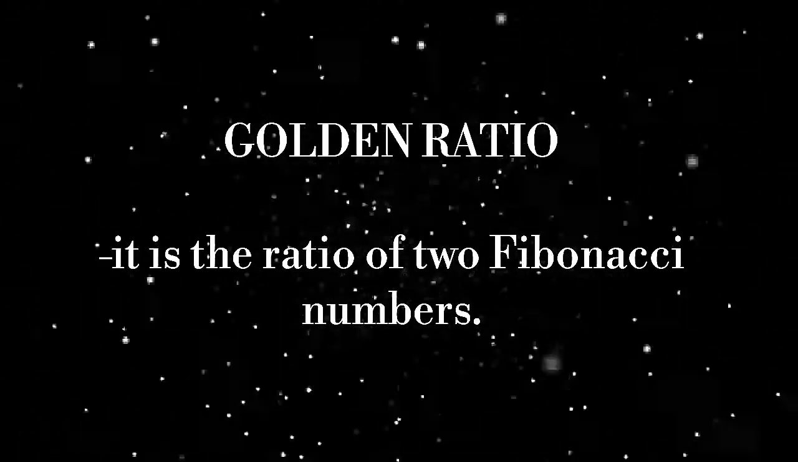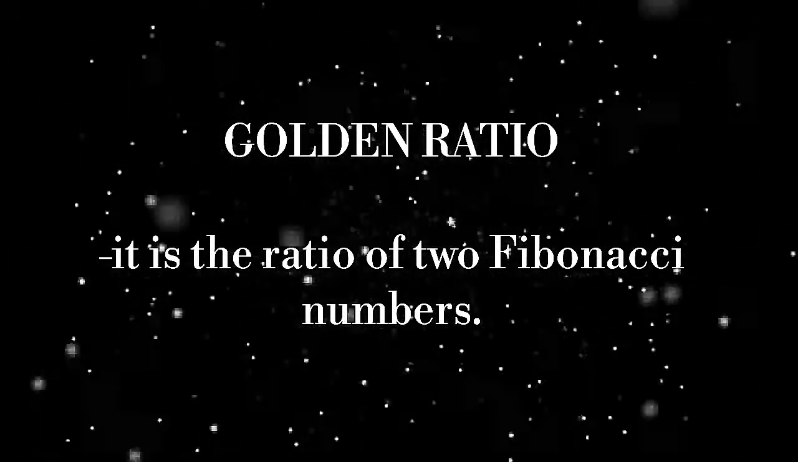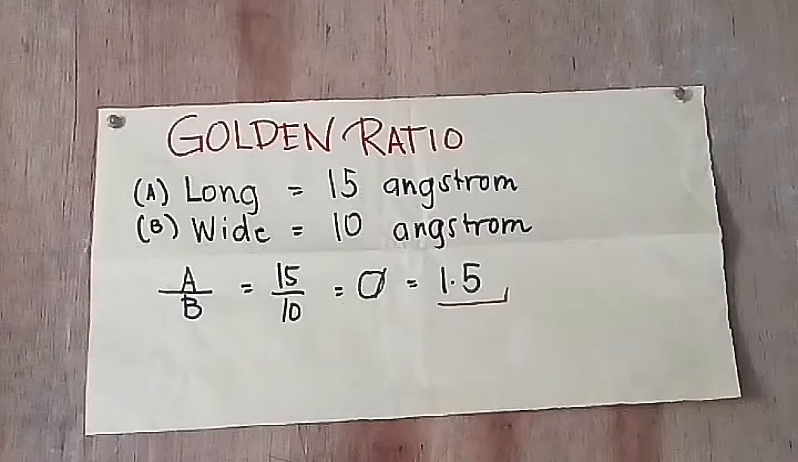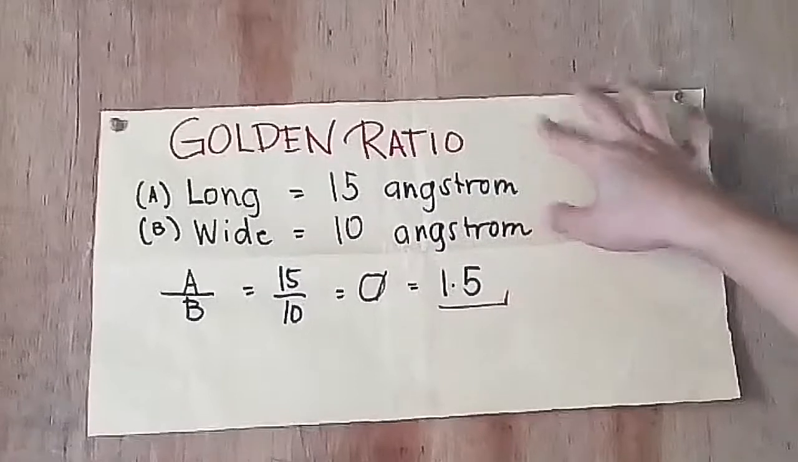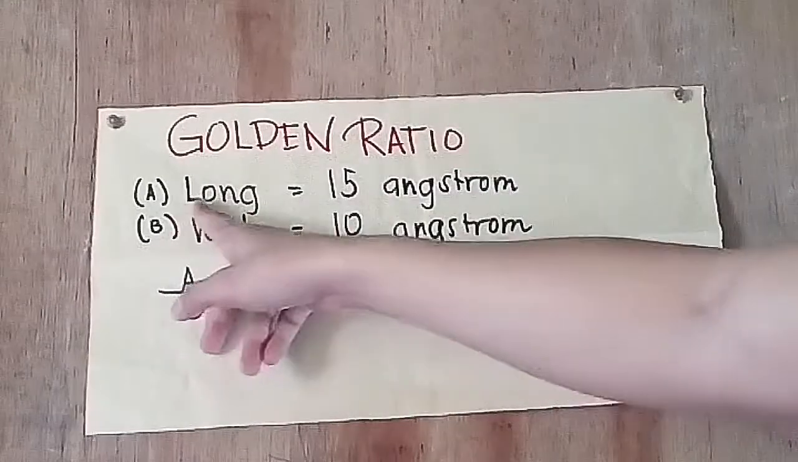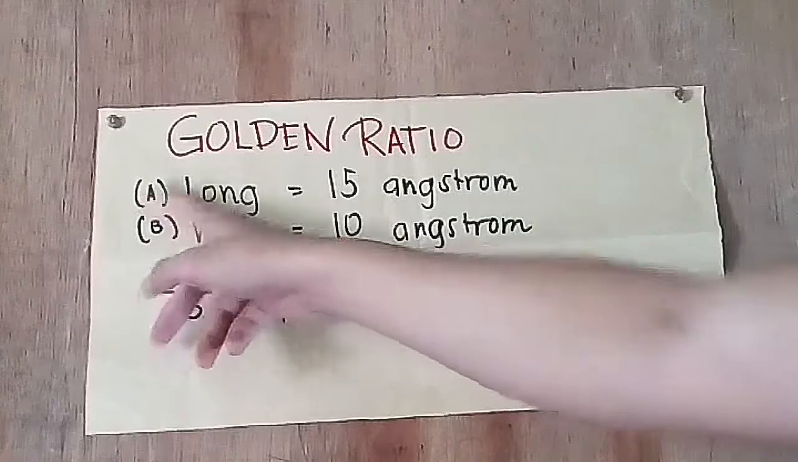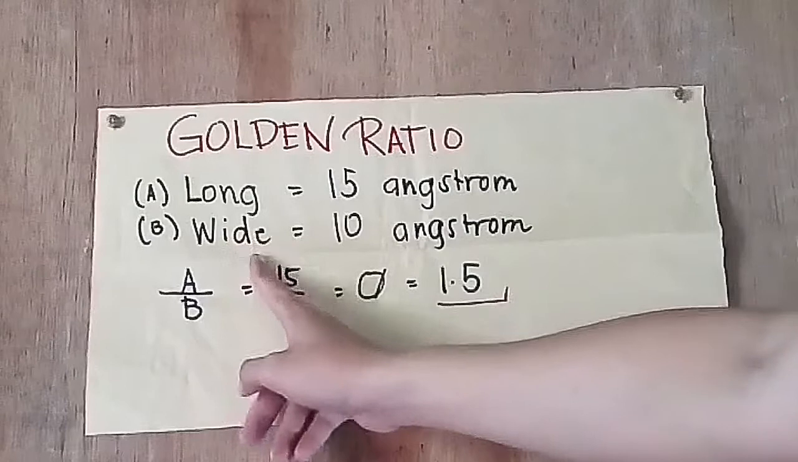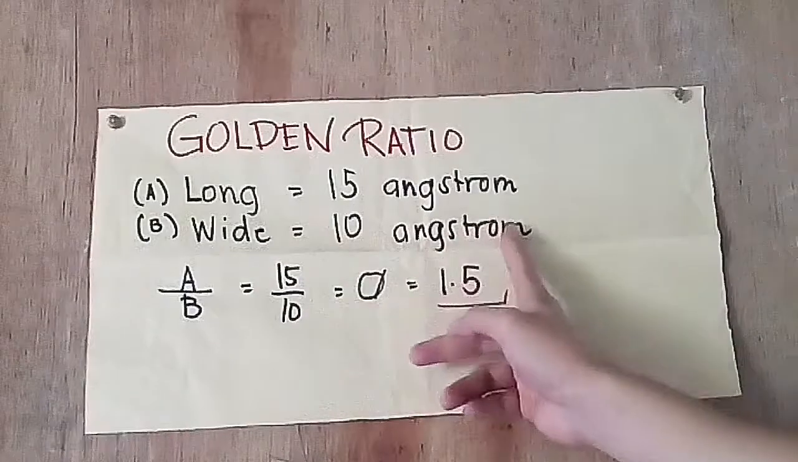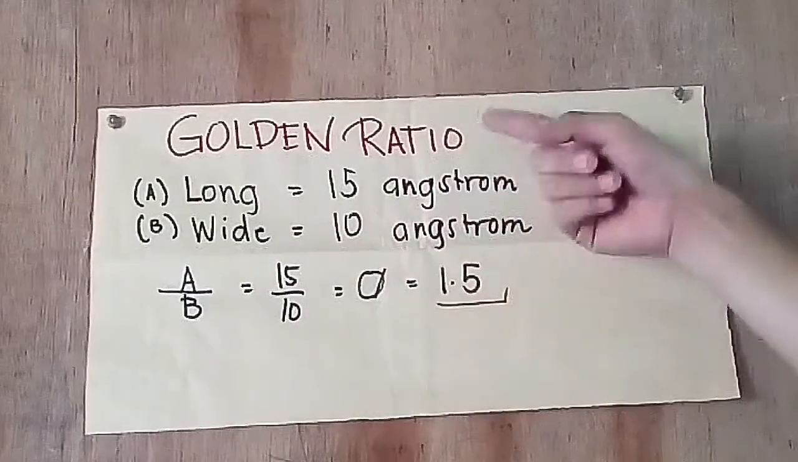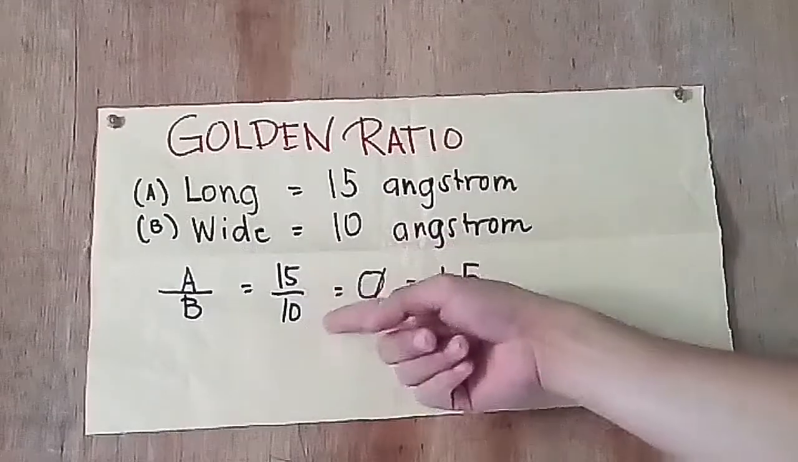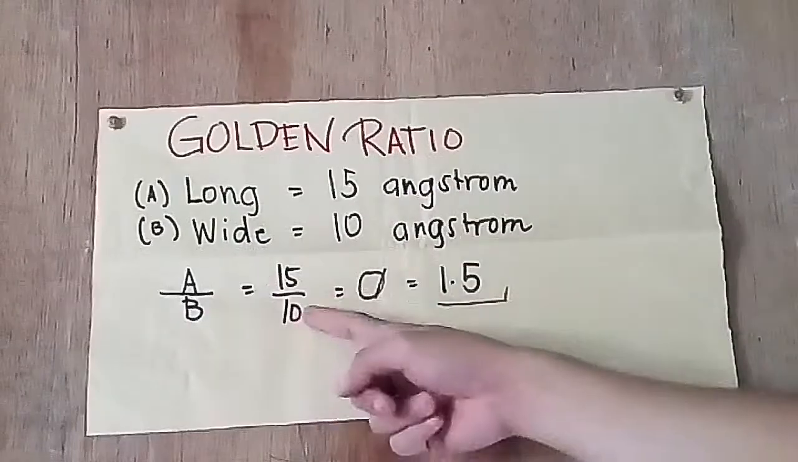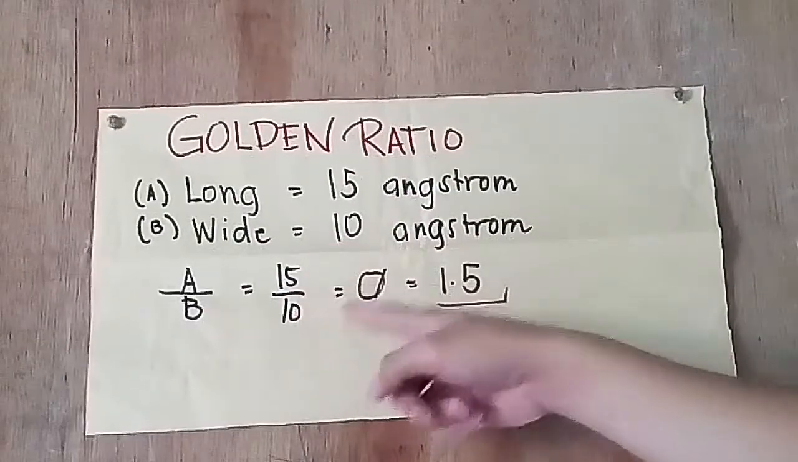Golden ratio. It is the ratio of two Fibonacci numbers. Under golden ratio naman, here is our example, kung meron tayong given na A is equal to 15 angstrom, and B is equal to 10 angstrom. So yung formula natin for golden ratio, which is long over wide, or A over B. Yung long natin, which is 15 over wide, is 10. So 15 over 10 is equal to 1.5. That's it.